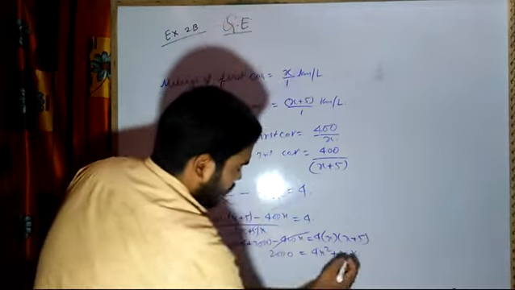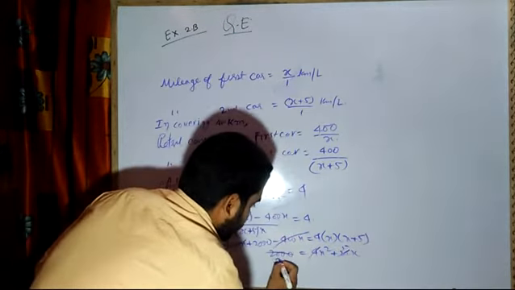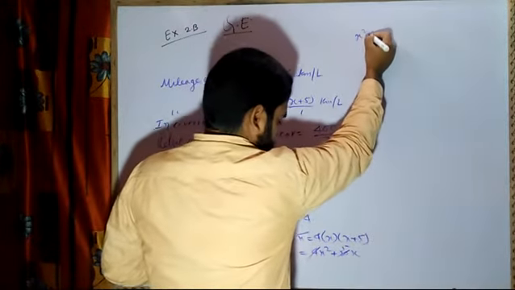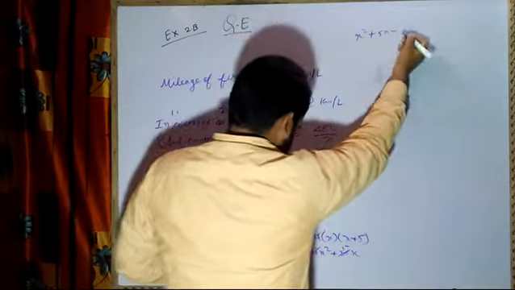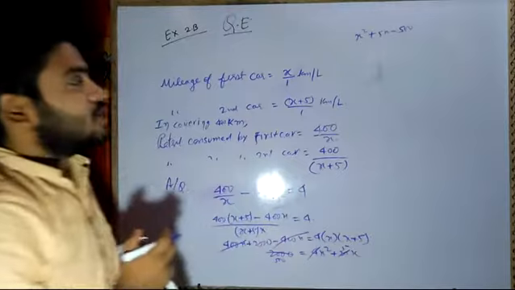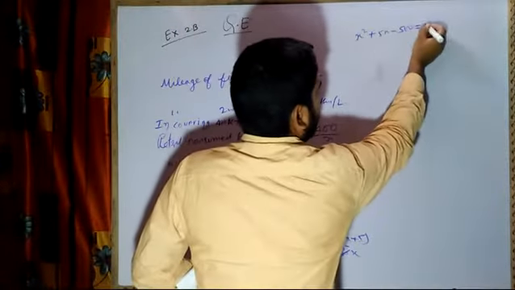Now the LCM you can take by 4 common. So 4 1s are 4, 4 5s are 20, 4 5s are 20, 500. So the equation becomes x square plus 5x minus 500 equal to 0. Now we have to break the middle term in such a way that I will be getting 5x in the middle and this 500.